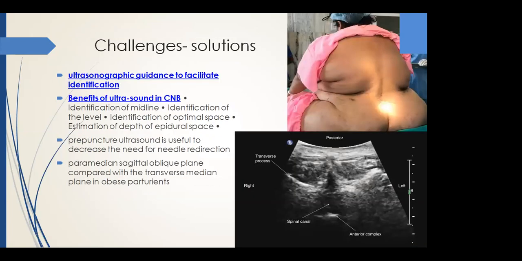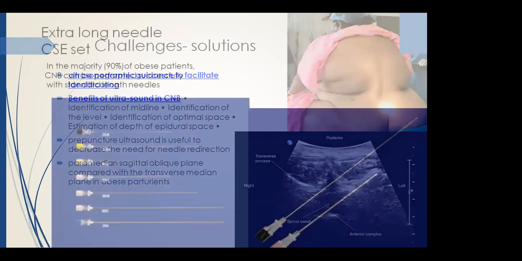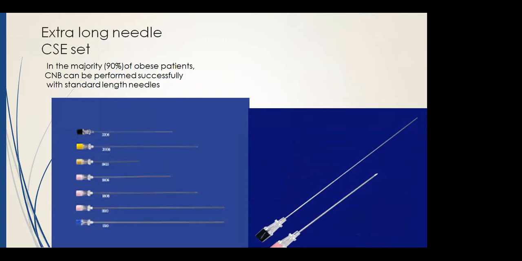Ultrasound, if available, should be used for identification of midline level and optimal space. Also, estimation of depth of epidural space is easier. Paramedian sagittal oblique plane is recommended in obese parturients. Extra long needles are available and can be used.